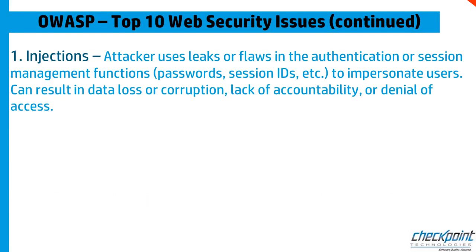So I'm going to walk through the top 10 issues that are actually out there right now, and then we're going to talk a little bit about how what's called HP WebInspect can help us find these vulnerabilities and fix them. All right, so the first one, the number one OWASP top 10 security issue, is called injection.